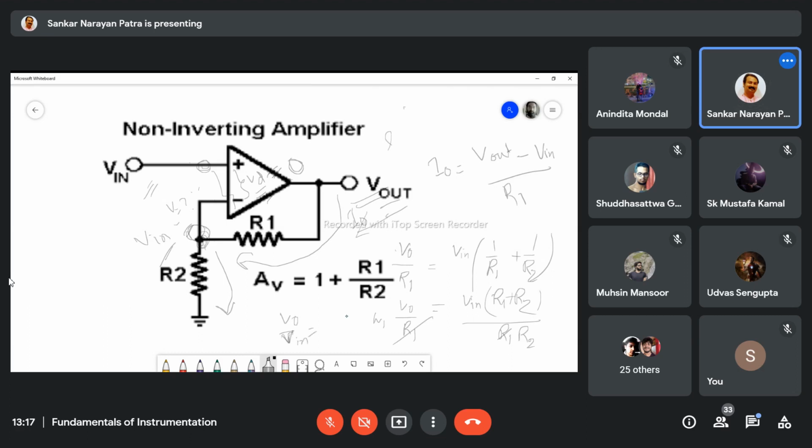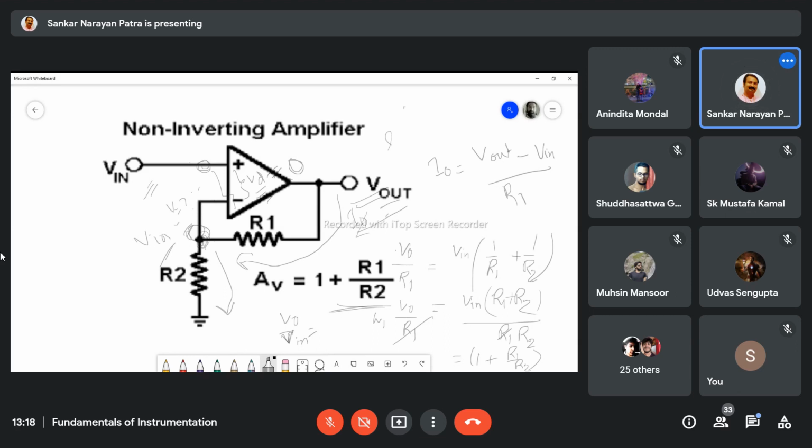Then V0 by V in equal to 1 plus R1 by R2. This is here. Is it clear? So the gain here is 1 plus R1 by R2. That means in non-inverting operation, gain is always more than 1.